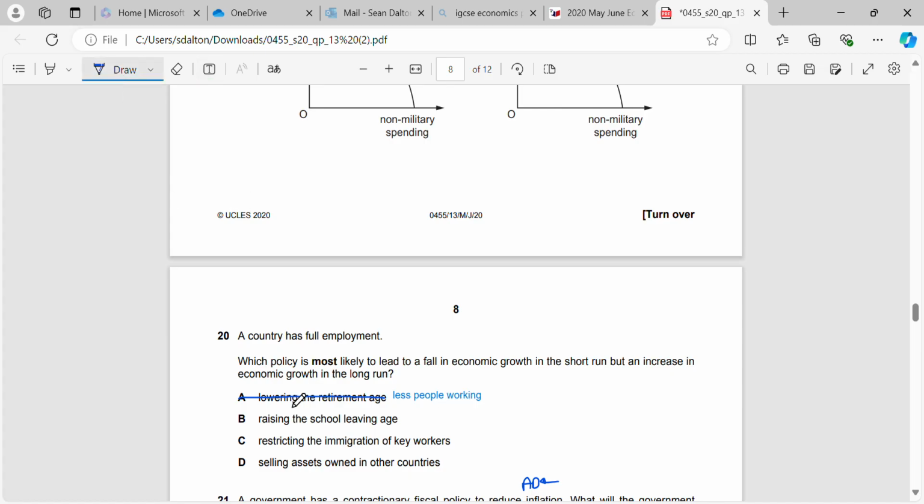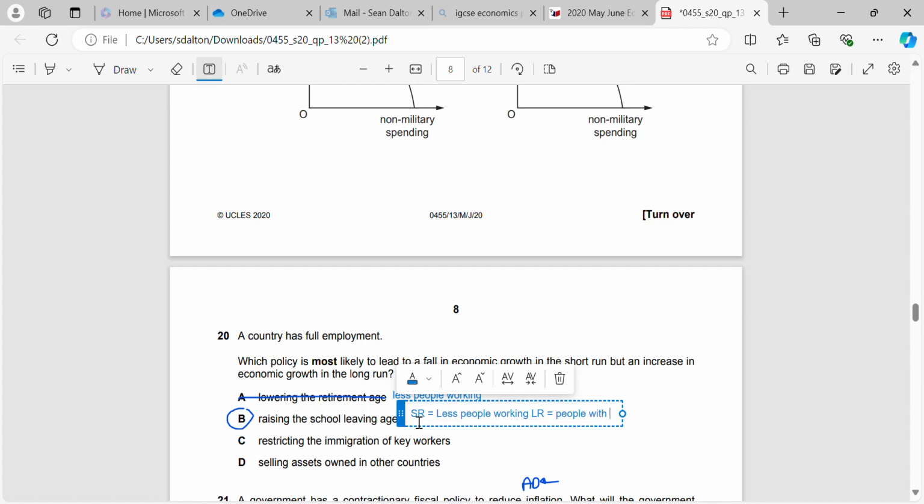However, if we raise the school leaving age, in the short run, we'll have less people working. But in the long run, what are we going to have? We're going to have people with better skills, better experiences. So people with better skills, etc. What does that equal? That equals being more productive in the long run, once the effects of raising the school leaving age increases the education that the average person would receive.